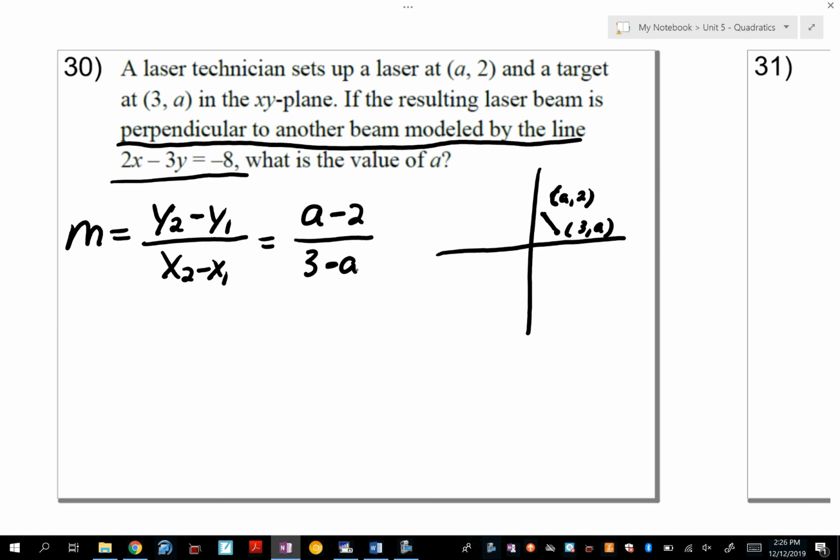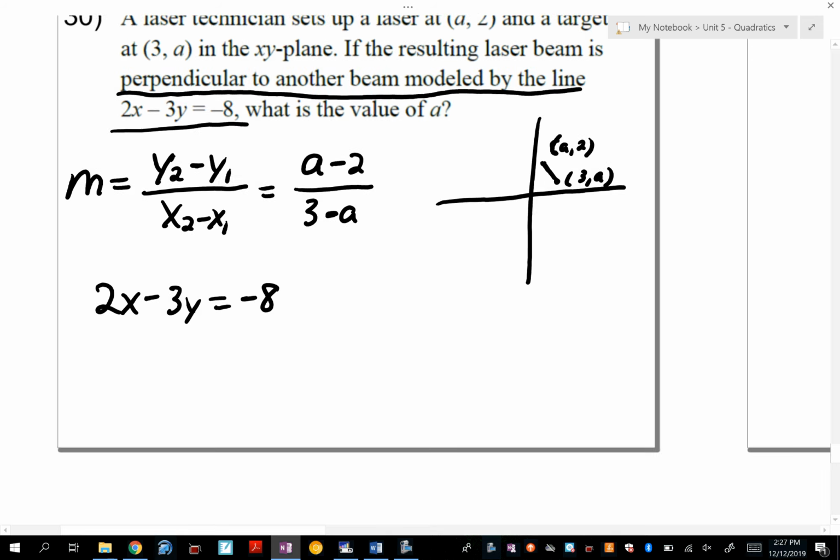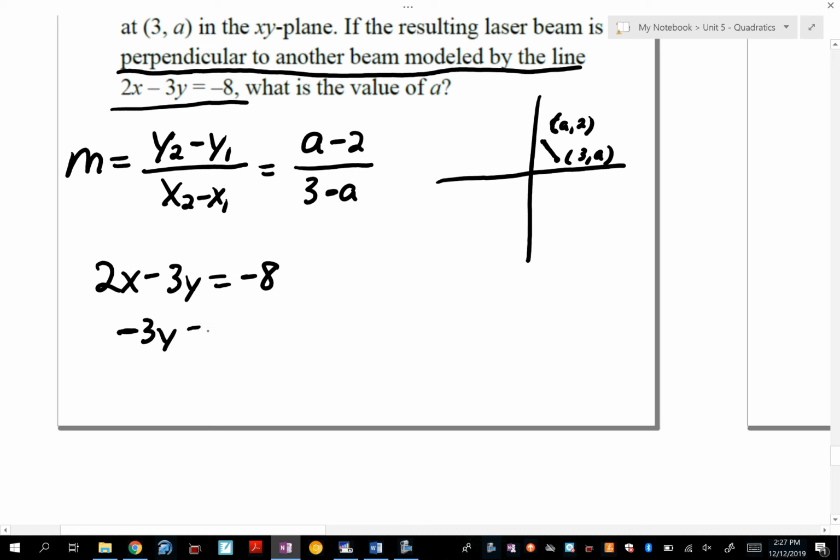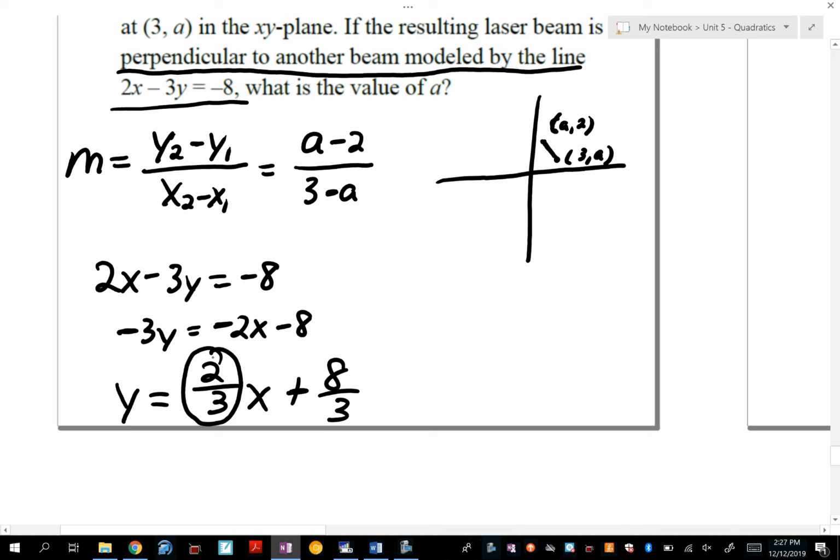But I do know we have this other line, 2x minus 3y equals negative 8. I'm going to write that in slope-intercept form. So negative 3y equals negative 2x minus 8. Divide both sides by negative 3. So you get y equals positive 2/3 x plus 8/3. Now, I don't care about anything in that line except for its slope, which is positive 2/3.